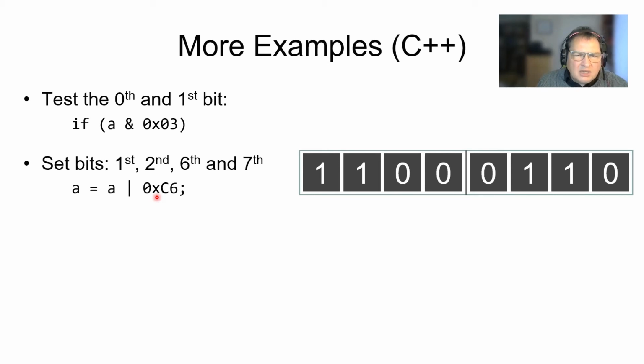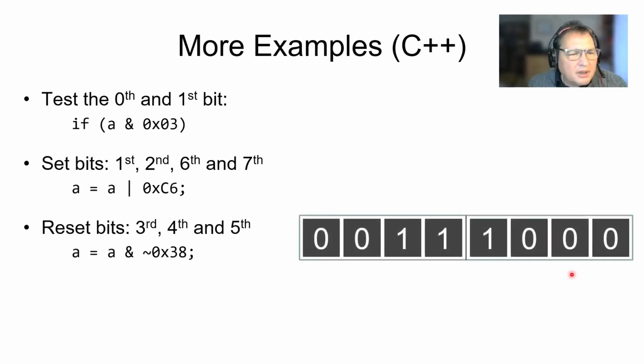Why this is C6, I'm leaving for you. You have the diagram here. Please remember 2 groups of 4 bits, 1 digit and the other digit. If you just decipher these digits from binary to hexadecimal, you get C6. The next operation is reset bits, number 3, number 4, and number 5.